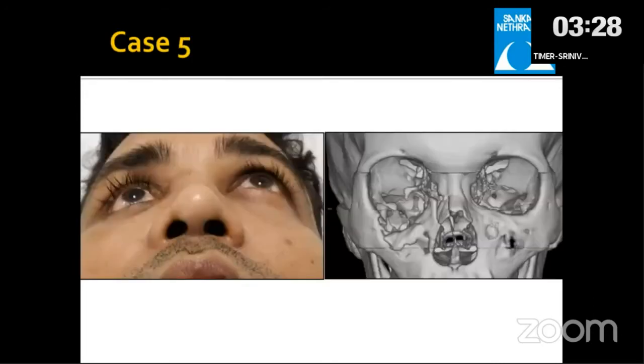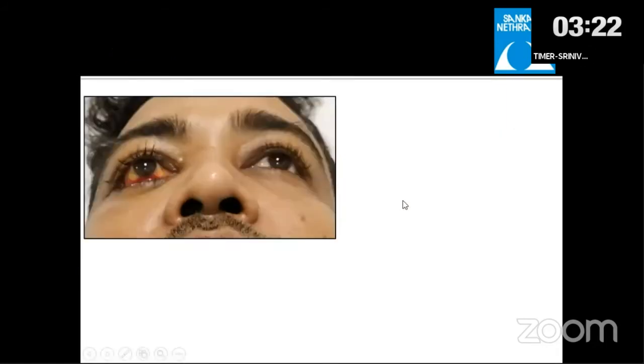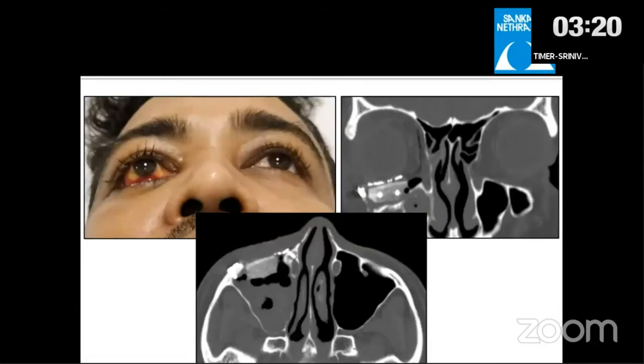Now this is another case. Again, a large fracture on the right side with gross enophthalmos, and volume restoration is a concern here. So in this case, what we have done, as you can see in this picture, this is a post-operative imaging picture.